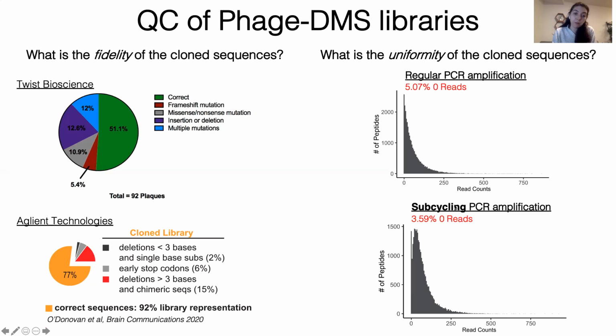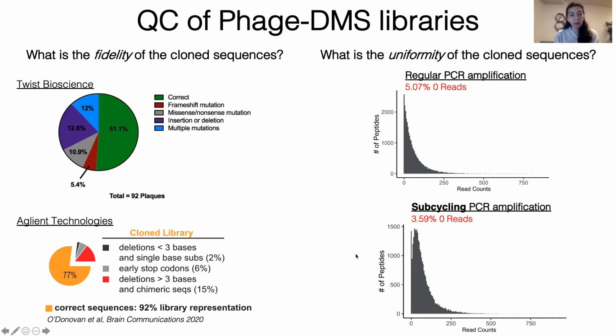And we find that when we use subcycling PCR, we see a much more uniform representation of the cloned sequences, versus using regular PCR, where they're more spread out. Additionally, we also saw fewer sequences that were sequenced 0 times. So this means that there are more sequences that end up in the final library.